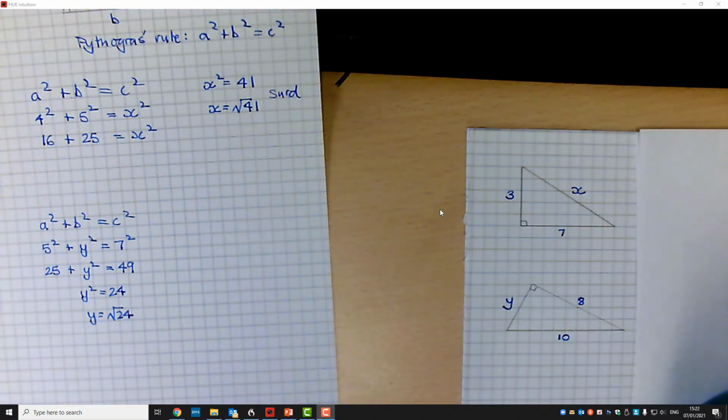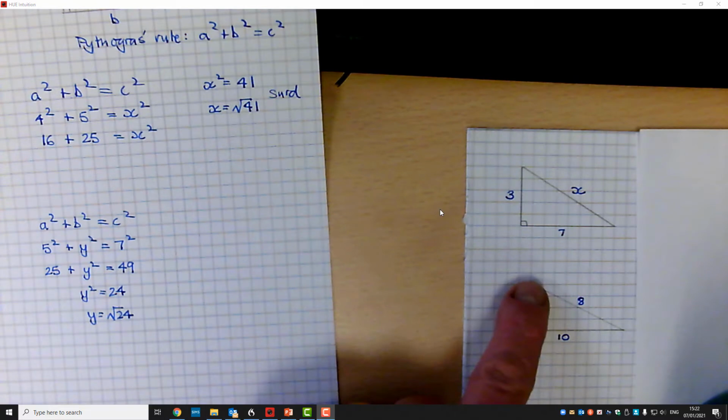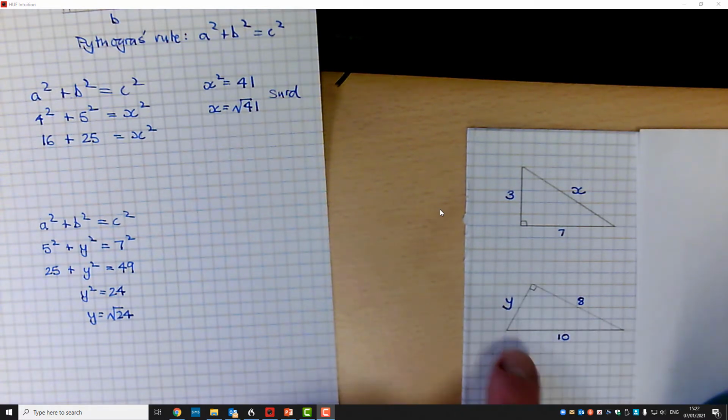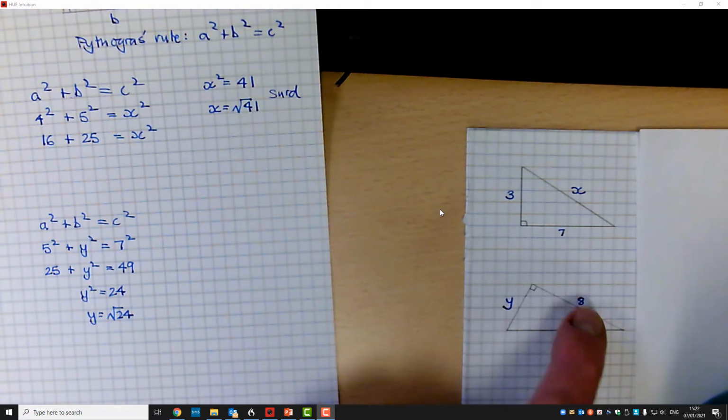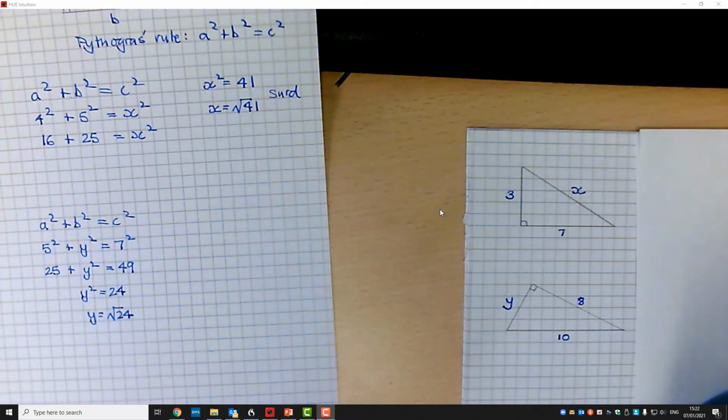In the same way, this is the longest side. It's facing the right angle. We can see it's the longest side. So in this diagram, even though the triangle's flipped upside down, this is C, and that's A, and that's B, or the other way round. What's important is that that is C.